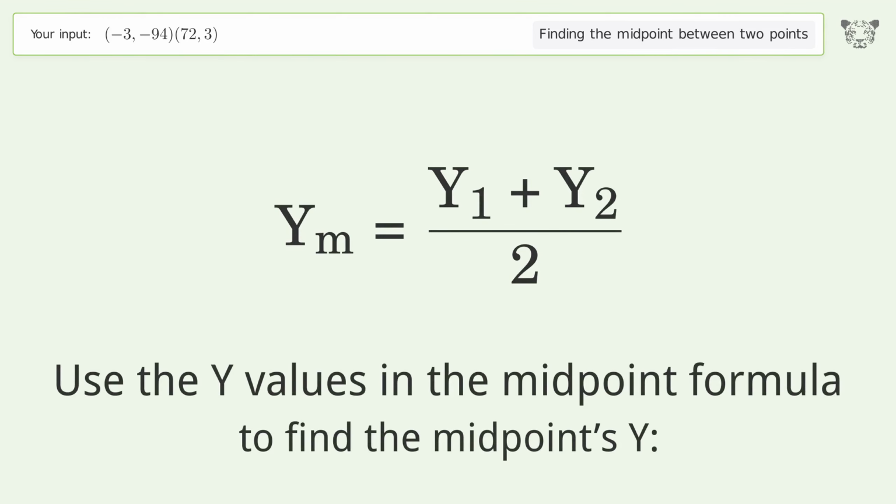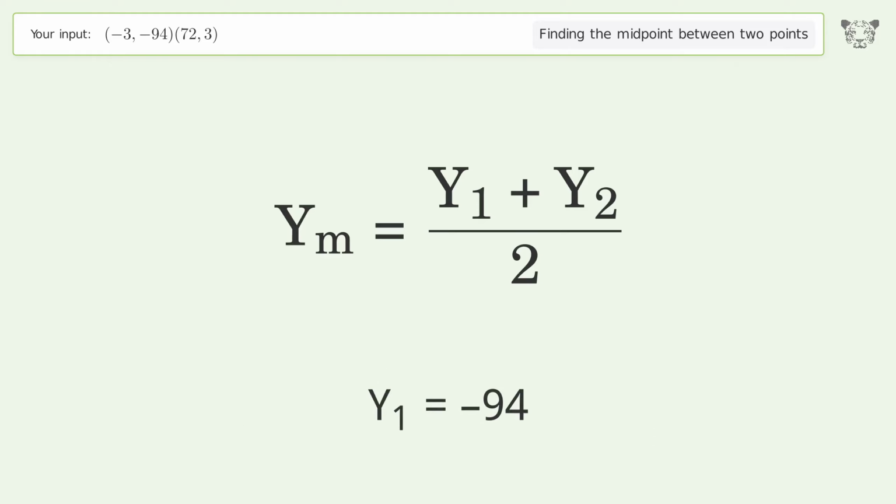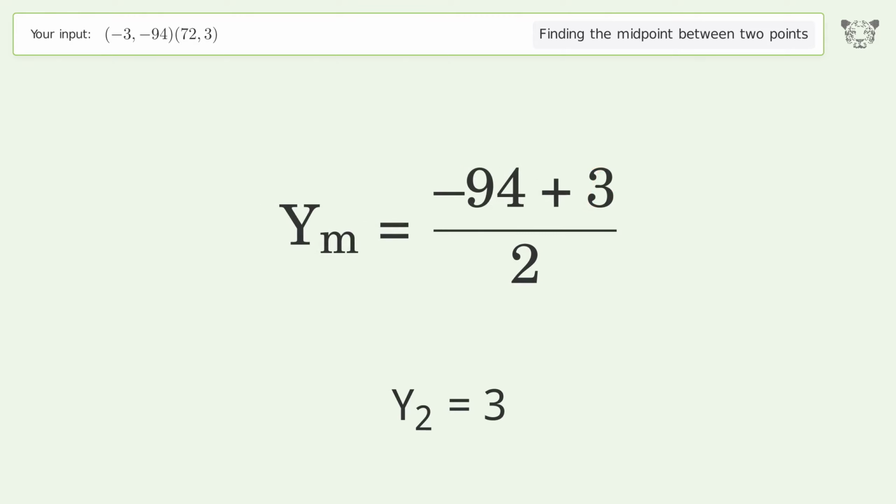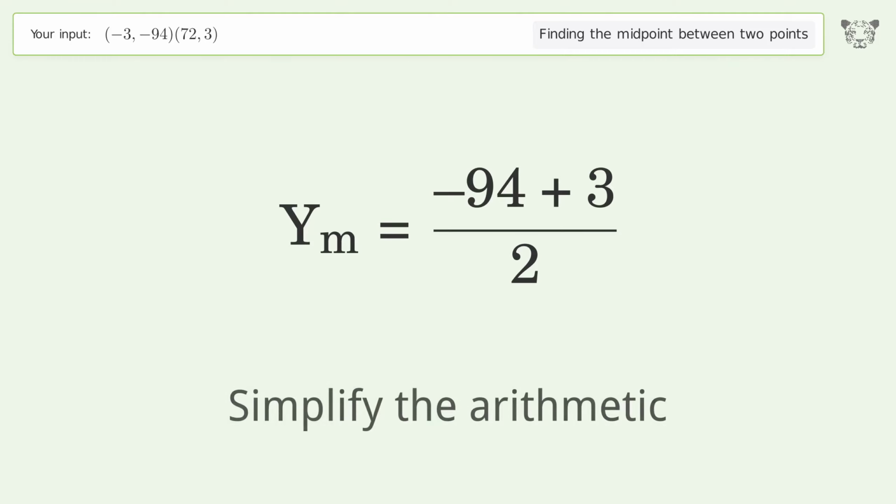Use the y values in the midpoint formula to find the midpoint's y. y1 equals negative 94. y2 equals 3. Simplify the arithmetic.